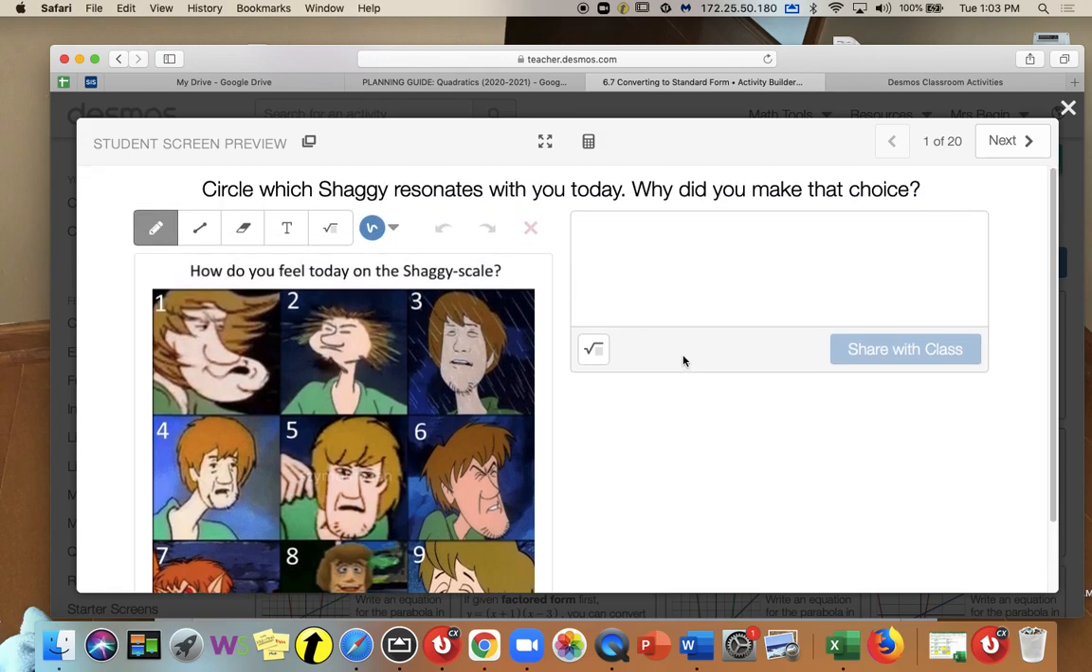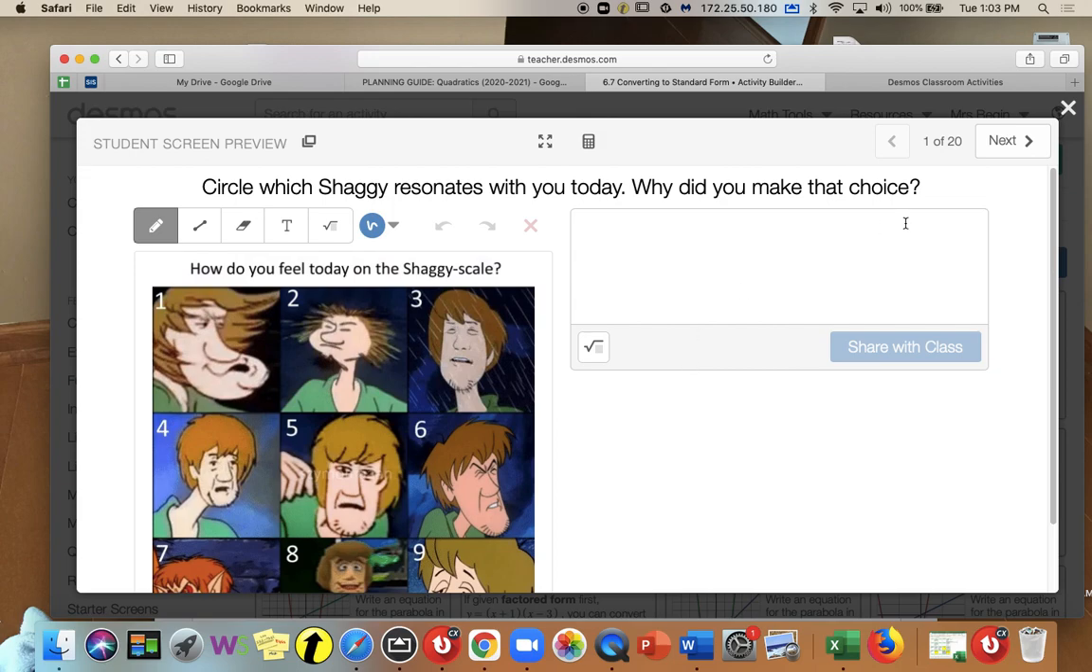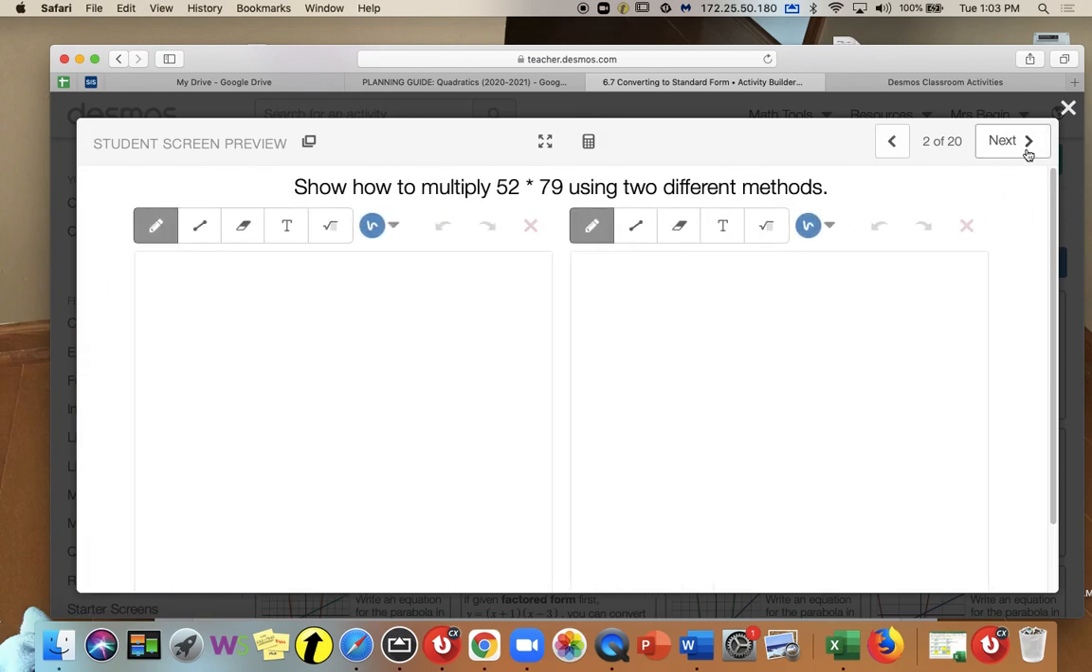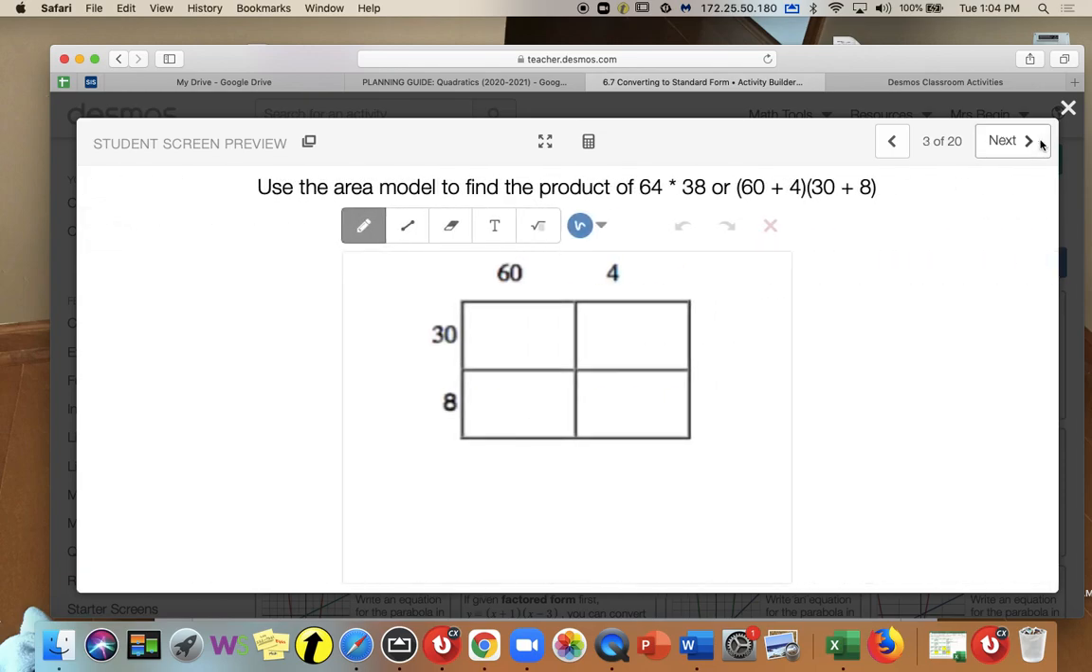First one's a warm-up. How are you feeling today on the Shaggy scale? And then another warm-up, show how you can multiply 52 times 79 two different ways. Do you know two different ways to multiply those together? And in class we'll discuss different methods that you've come up with to multiply those two numbers. And then we'll start together with this one.